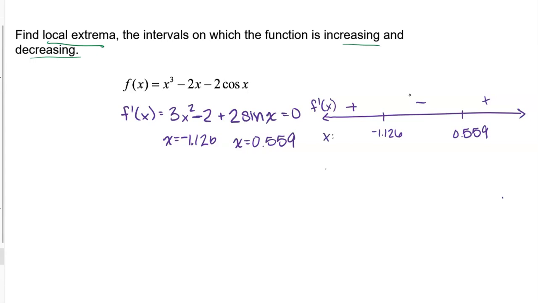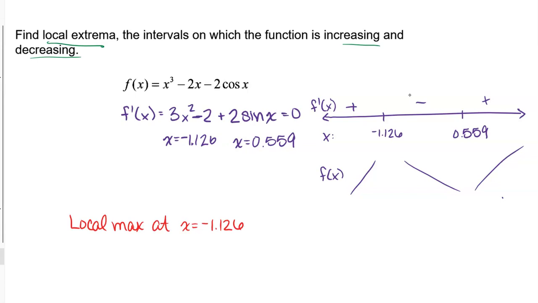So I know that my f function goes up and then down and then up. And I could tell all of that by looking at the graph of the derivative function. So we want local extrema, and we want the intervals where the function is increasing and decreasing. So we could say we have a local max at x equals negative 1.126. Remember, we always use 3 decimal places.